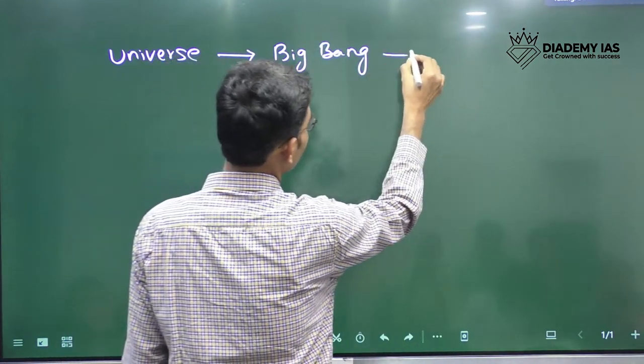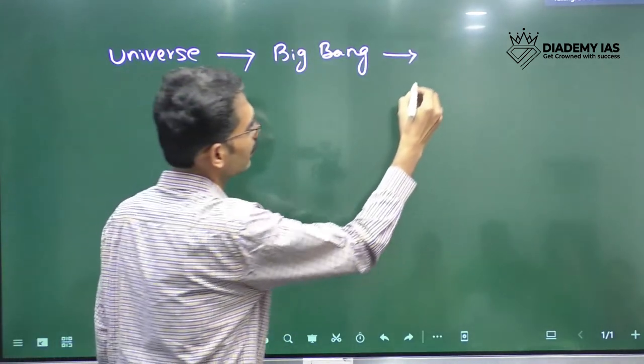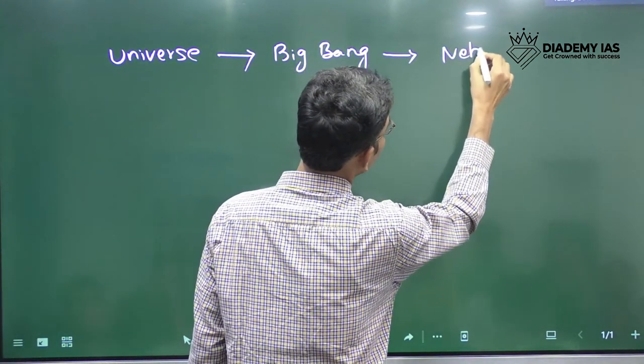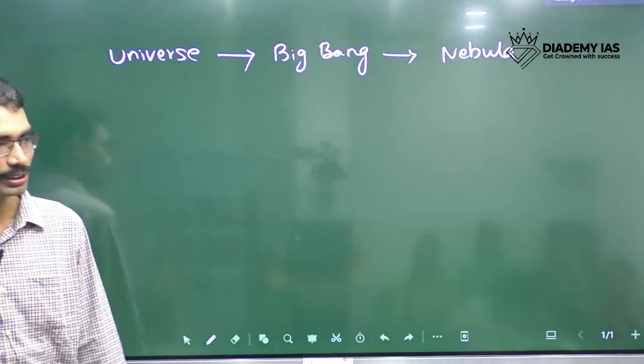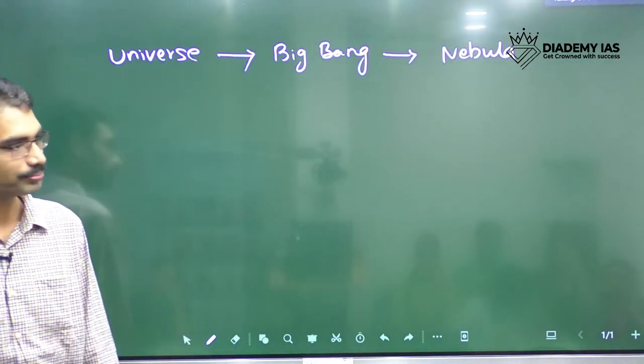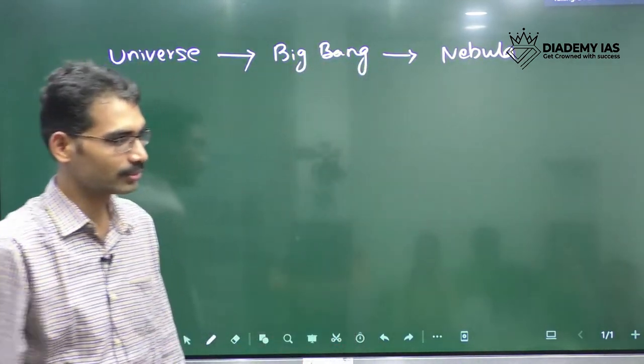Now during this process, huge clouds or dust called, what is the name? Nebula. It is the mother of all star formation and different planets formation. Now we need to understand this aspect for today's class.